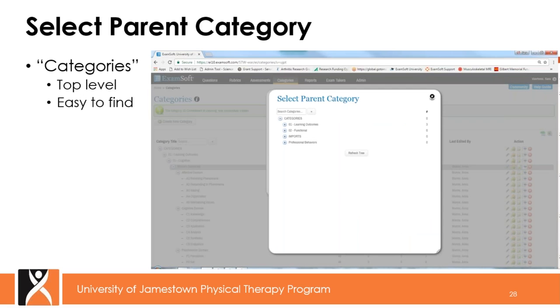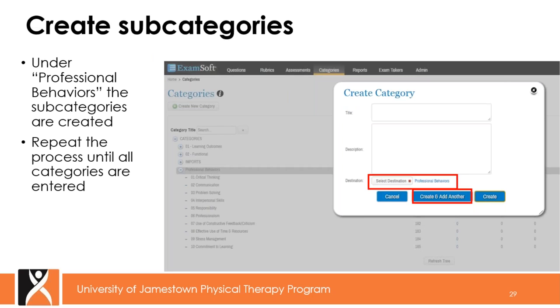What I did, basically, I hit create new category, and then I select a destination, and you get a pop-up, and I named it professional behaviors. I put it as high on the tree as I could, which you can see. Then when you hit select destination, you get this pop-up, and I put it in a place that was easy to find.